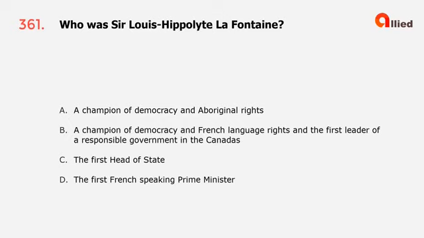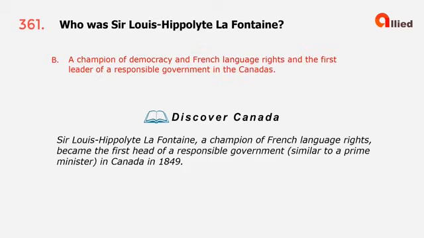Question 361. Who was Sir Louis Hippolyte Lafontaine? A. A champion of democracy and Aboriginal rights. B. A champion of democracy and French language rights, and the first leader of a responsible government in the Canadas. C. The first head of state. D. The first French-speaking prime minister. The answer is B. A champion of democracy and French language rights, and the first leader of a responsible government in the Canadas.